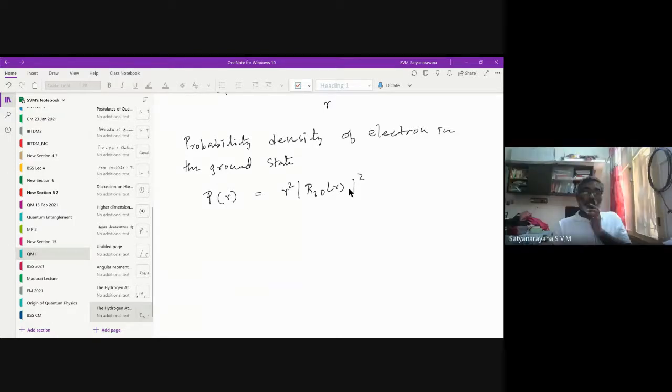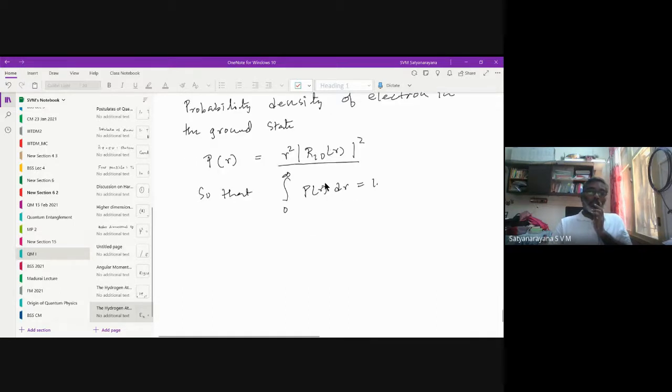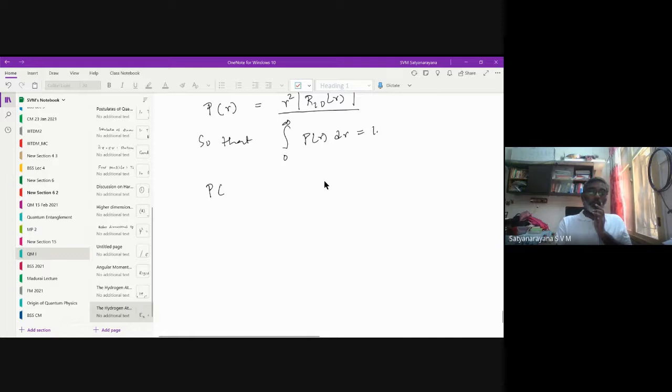Because if you define probability density, then the integral from 0 to infinity of P of R dR should be equal to 1. And if R square is not included in P of R, it will not be equal to 1. So that is why this is the probability density. So your probability density P of R is given by (C naught by A)^(3/2) into R square into e to the minus R by A. So this is your P of R.